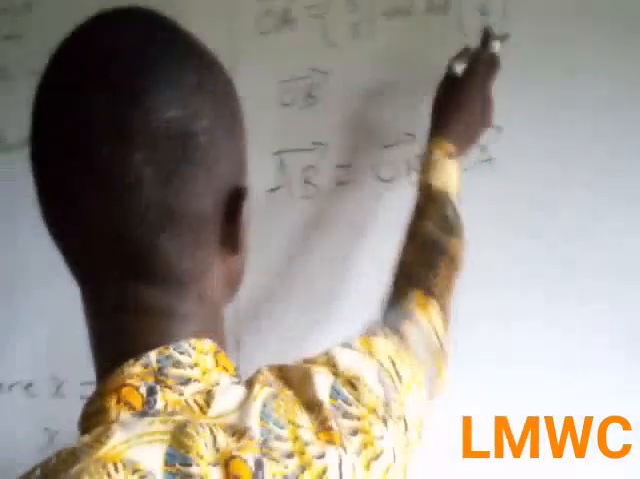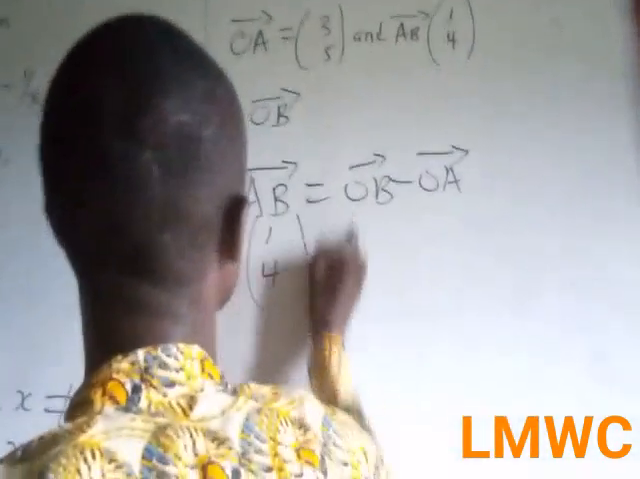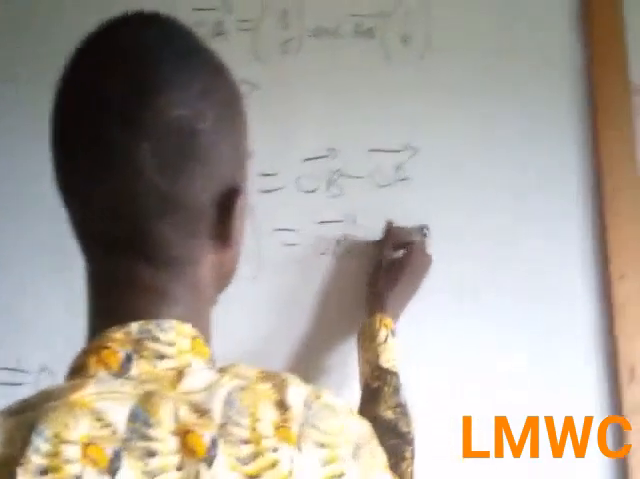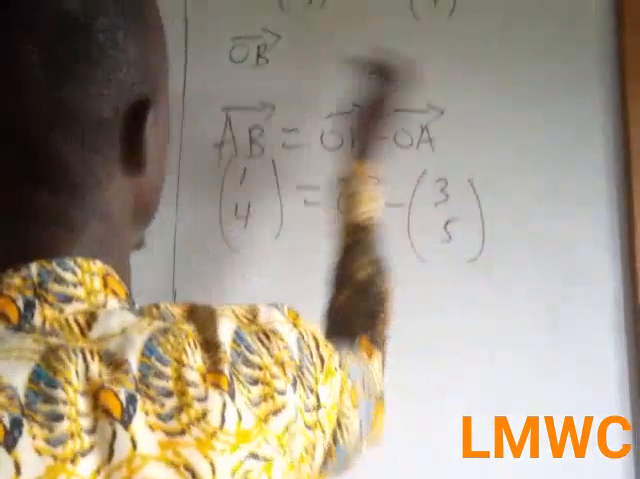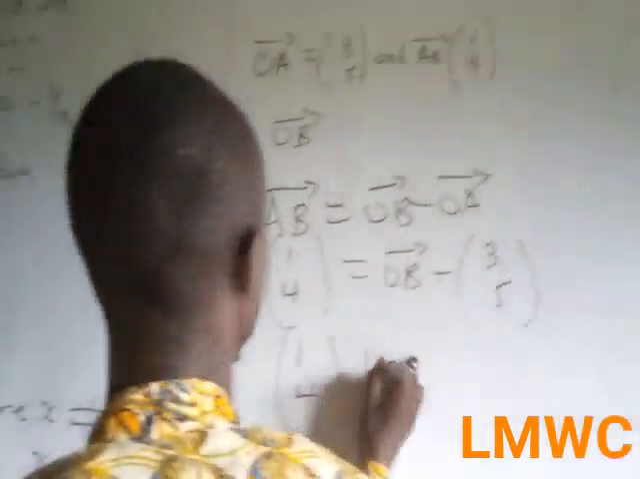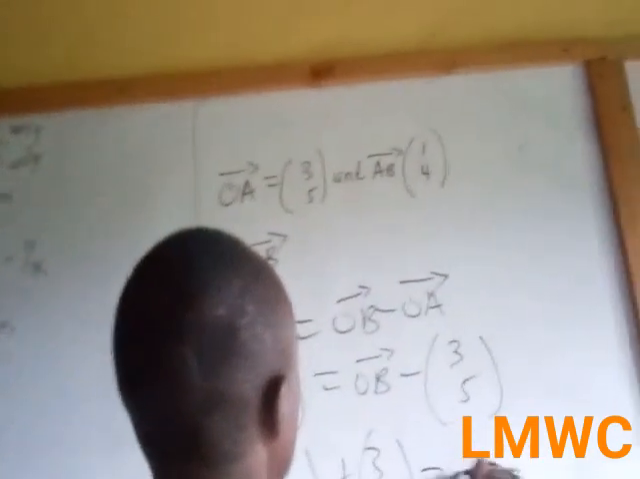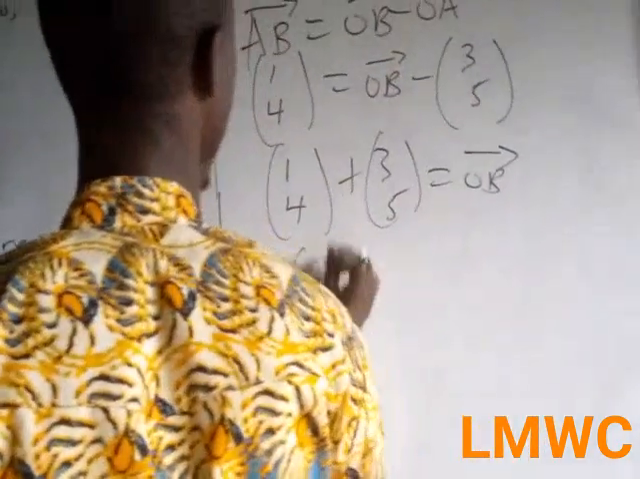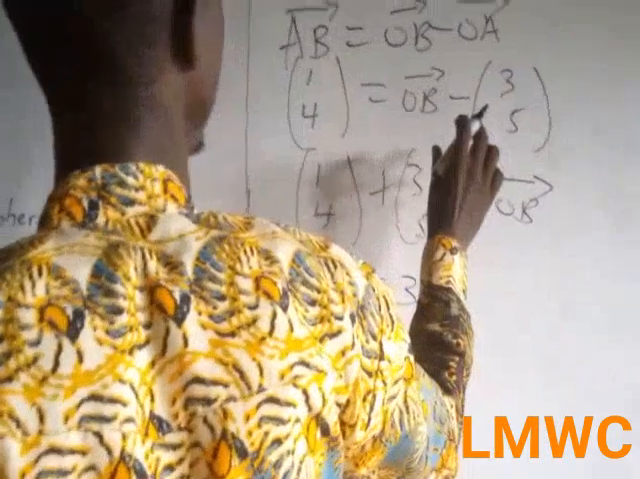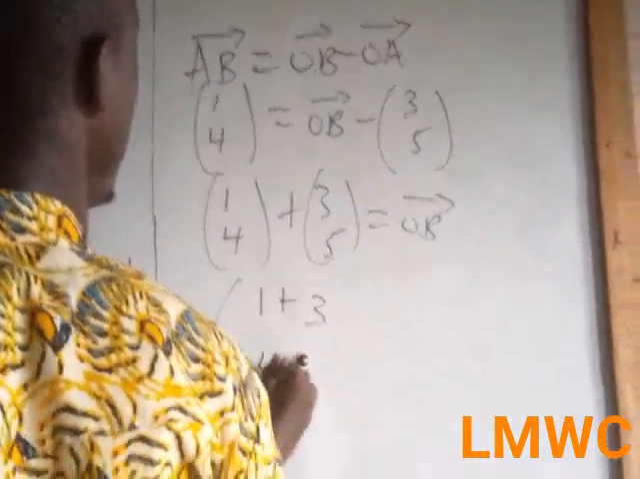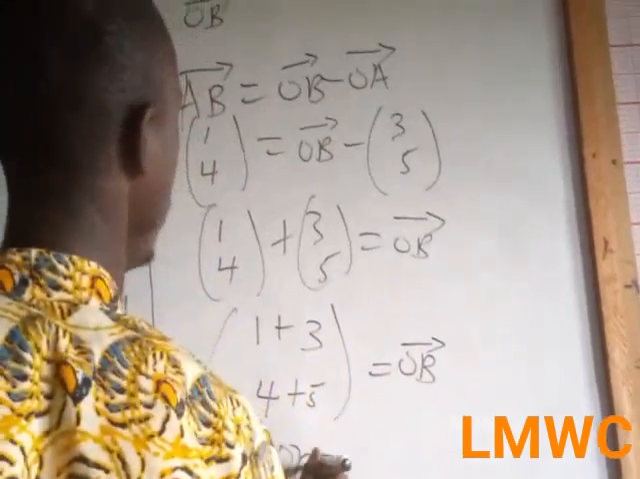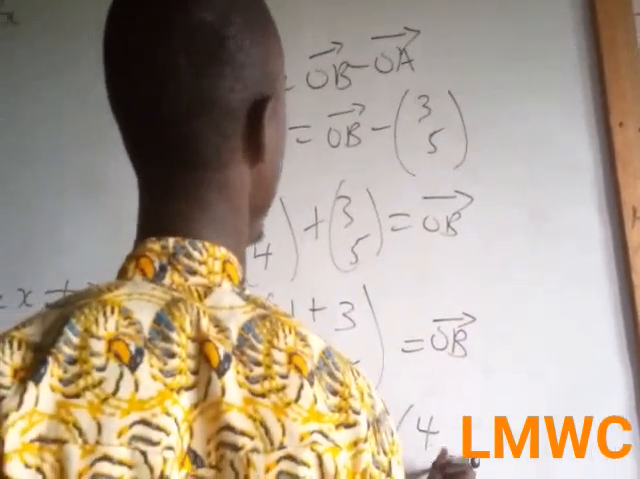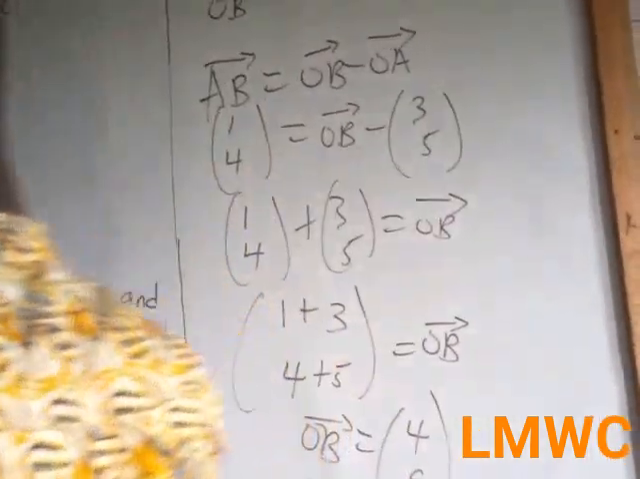Now what is AB? AB is (1, 4), is equal to, we don't know OB, minus what is OA? OA is (3, 5). So you move this one here, it becomes (1, 4) plus (3, 5) equal to OB. So it's 1 plus 3, you add the numbers on top and the numbers at the bottom. 4 plus 5 is equal to OB. So we have OB to be (4, 9). OB is (4, 9). The answer is 8.